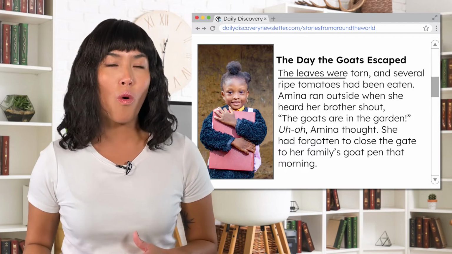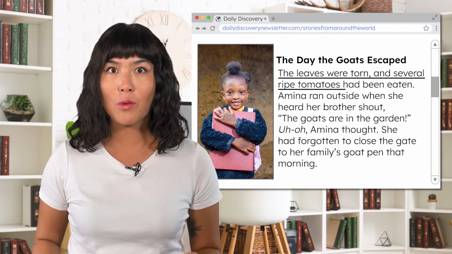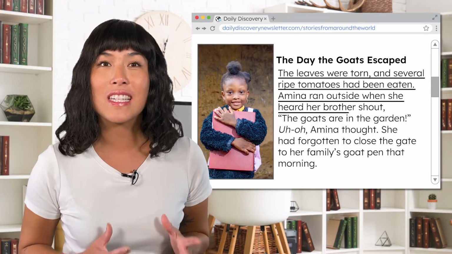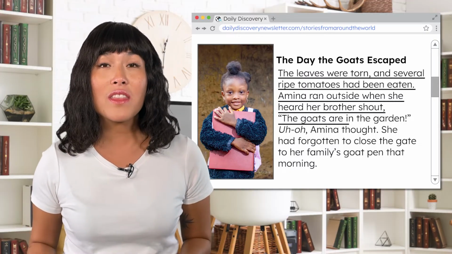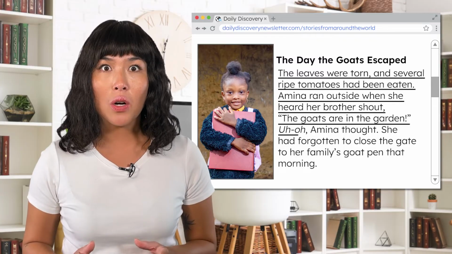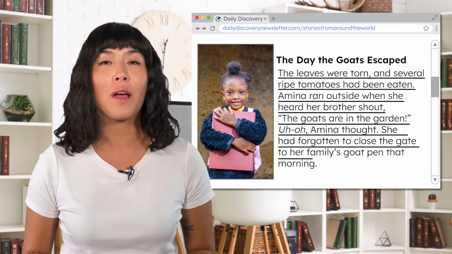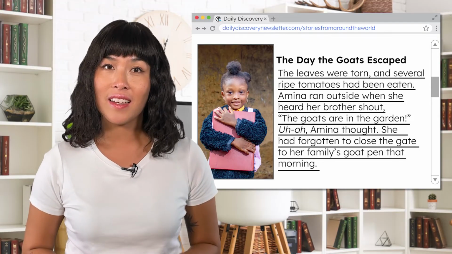The leaves were torn and several ripe tomatoes had been eaten. Amina ran outside when she heard her brother shout, "The goats are in the garden!" Uh-oh, Amina thought. She had forgotten to close the gate to her family's goat pen that morning.